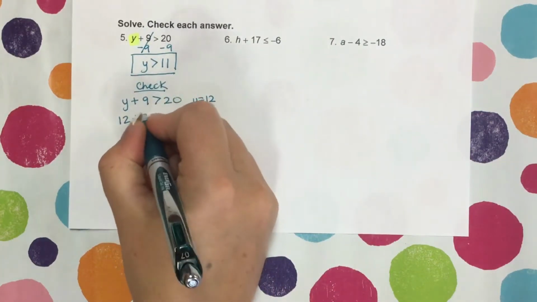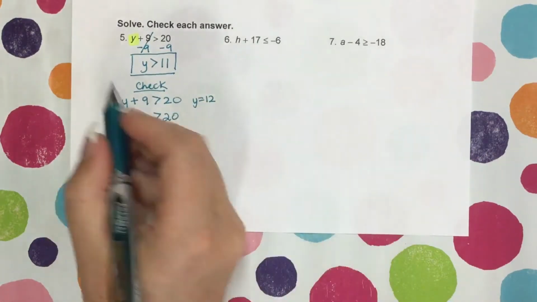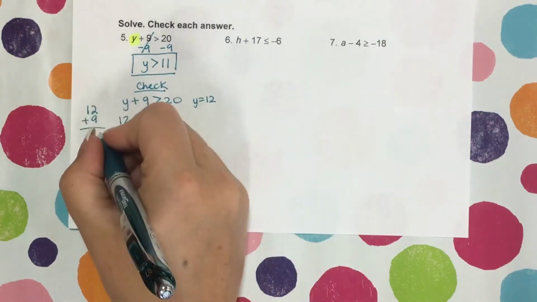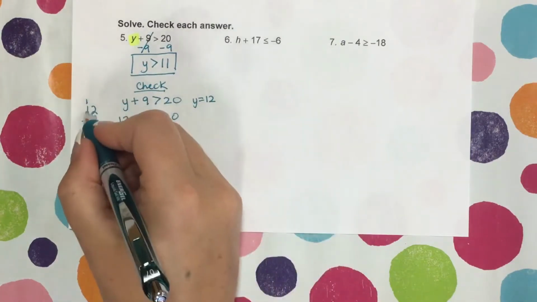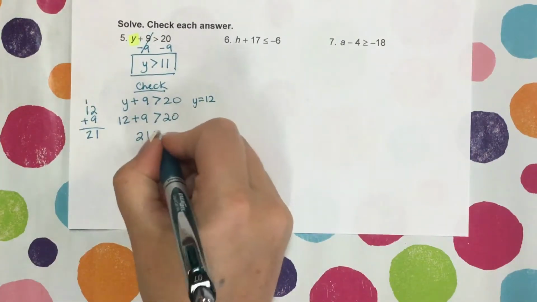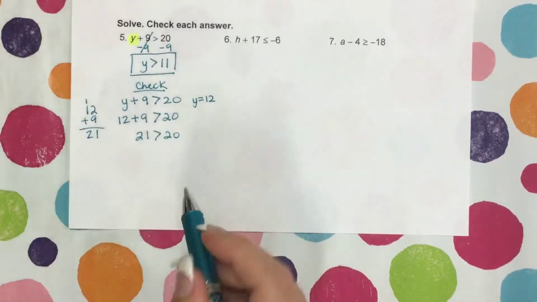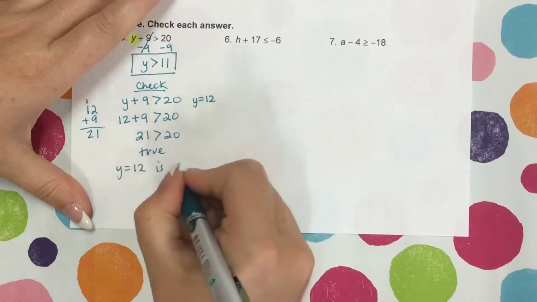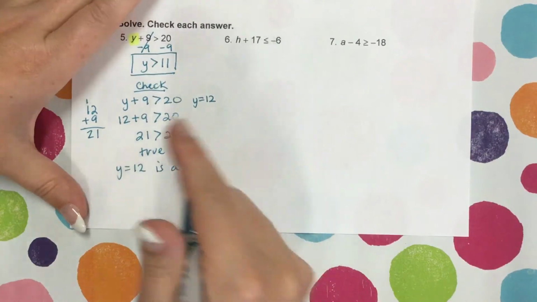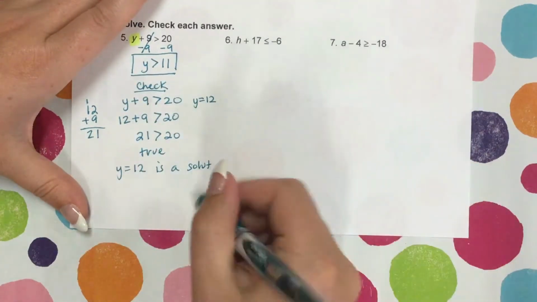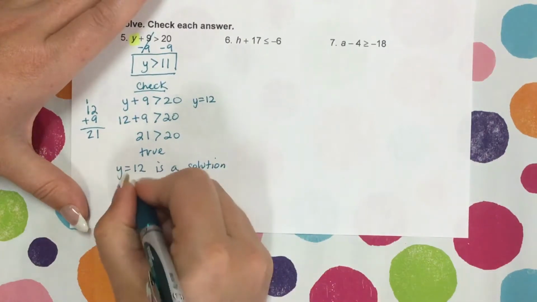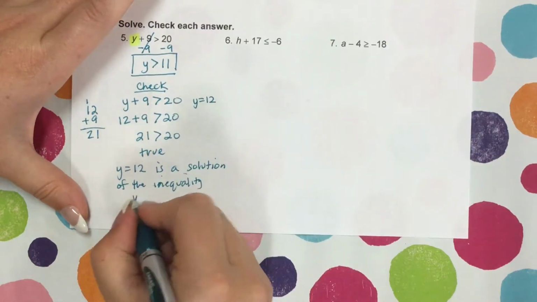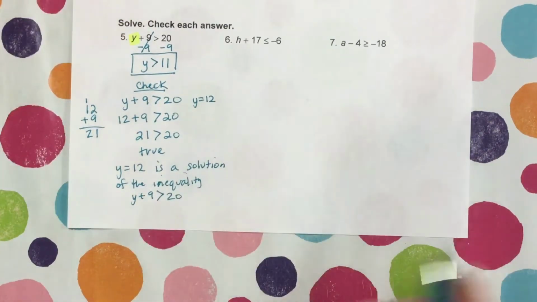So I have 12 plus 9 is greater than 20. And we're going to see if this is correct. I need to add those two numbers, so I'm going off to the side to do that little work. 9 plus 2 is 11. So write the 1, carry the 1. And 1 plus 1 is 2. So I have 21 is greater than 20. That's a true statement, which means that y equals 12 is a solution. Now, it's not the solution because there are a lot of solutions. It's one of the solutions of the inequality y plus 9 is greater than 20. Okay? So there we go.